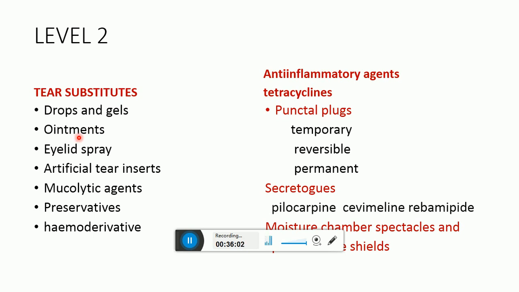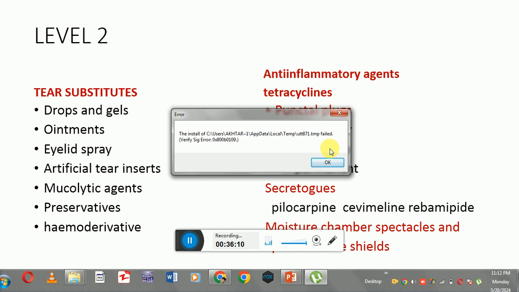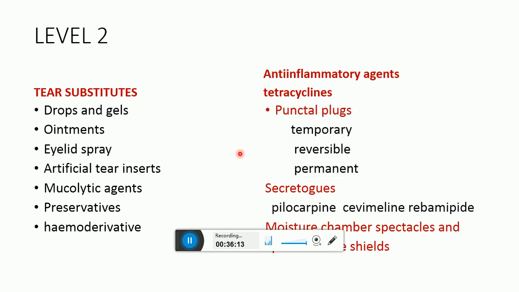Next are tear substitute ointments. They contain petroleum, paraffin, mineral oil, used at bedtime to supplement daytime drops, or gel instillation. Daytime use is precluded by marked blurring. Some practitioners do not prescribe these for long-term use. Next is eyelid spray, applied to the closed eye, typically containing liposome-based agents, which stabilize the tear film and reduce evaporation. Next is artificial tear inserts, placed once or twice daily, offering extended duration treatment, and are preferred by some patients.